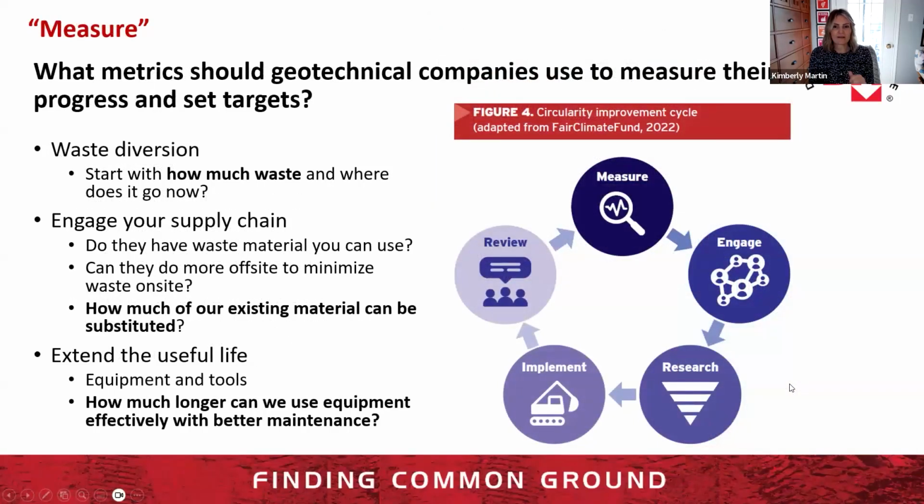So finally, I want to highlight the metrics you can use for the circular economy. Waste diversion is a great place to think about, but you may need to start by simply measuring how much waste you produce. You may want to use waste material in your foundation, but you need to engage with your suppliers to understand what is available. And extending the useful life of your equipment may be a better solution than buying new equipment, but also consider the fuel use and efficiency of new equipment versus old. There's lots of trade-offs. And again, if you do something, use the improvement cycle to measure and get better.